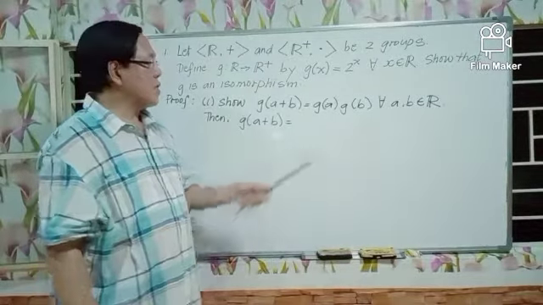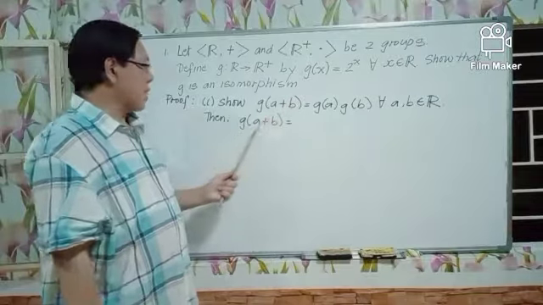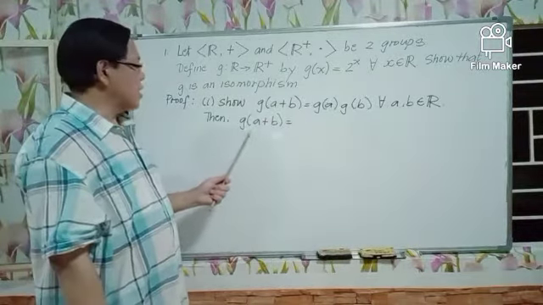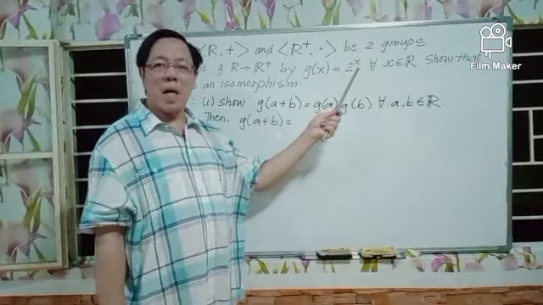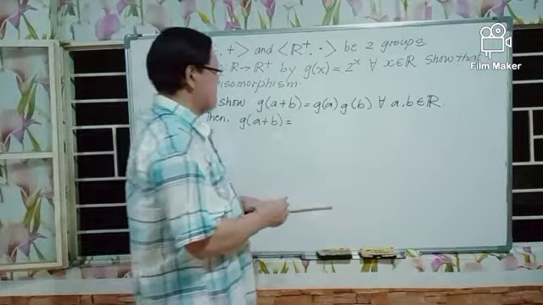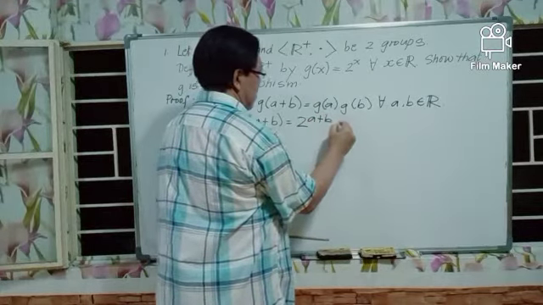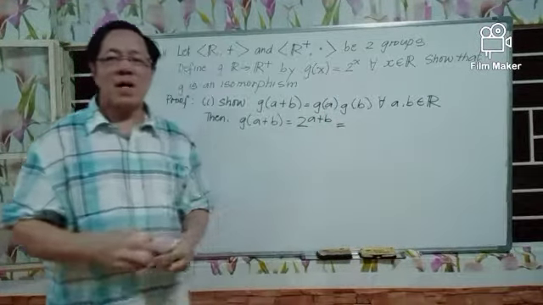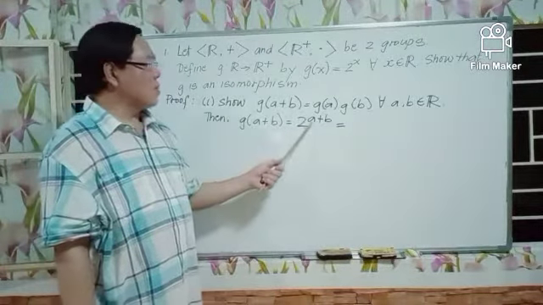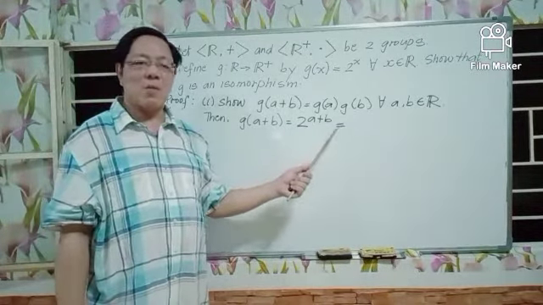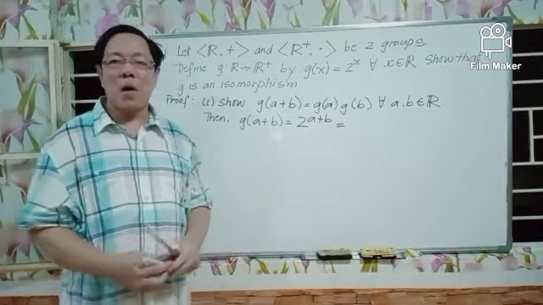Using the definition of the function g, where x now is a plus b, then g of a plus b is equal to 2 to the power a plus b. But by property of exponent, 2 to the power a plus b is equal to 2 to the power a multiplied by 2 to the power b.